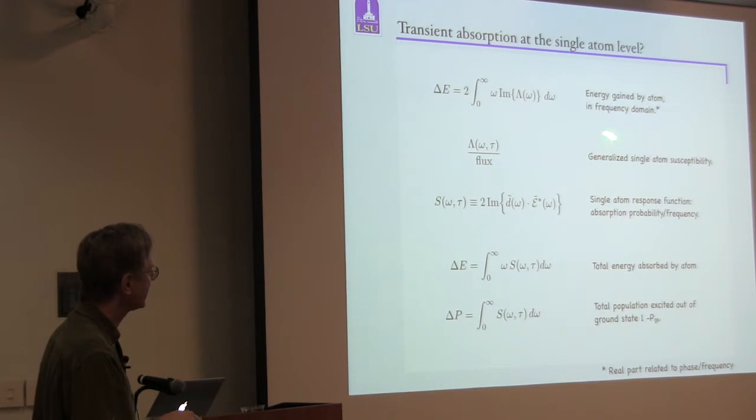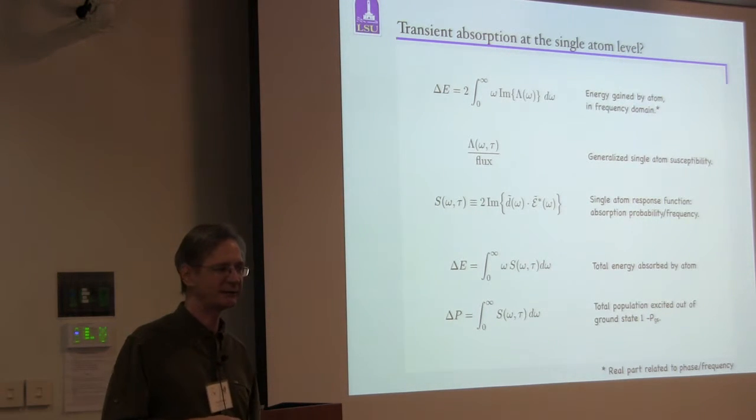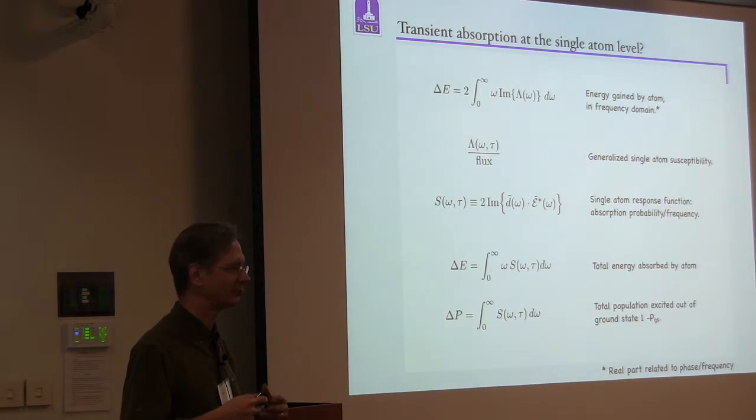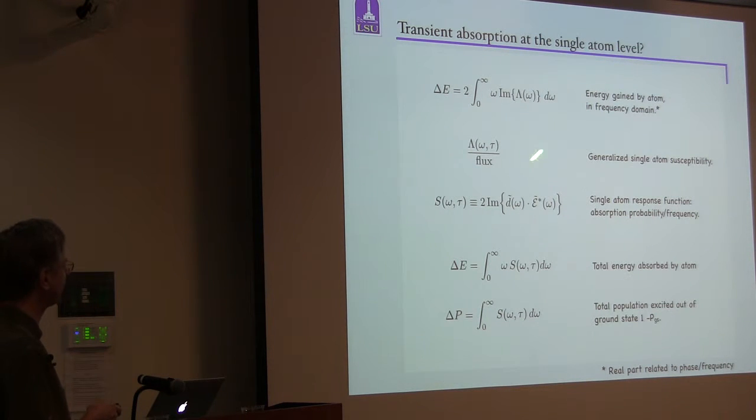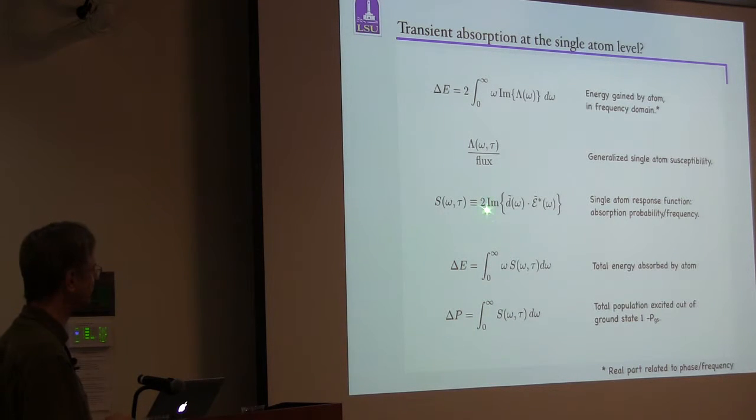The reason I say generalized is because the sign of this is not fixed. I could have absorption or emission, and I could have any kind of dispersion I want in principle. So what we do is talk about the imaginary part of lambda as a single atom response function, this S of omega, and it depends on delay. That's what tau is. Looking at this, you can just read it off. It's 2 times the imaginary part of the dipole times the complex conjugate of the driving field. It is an absorption probability per unit frequency, and it's tied to the pulse that you're using. Different pulses will make different d of omegas here.